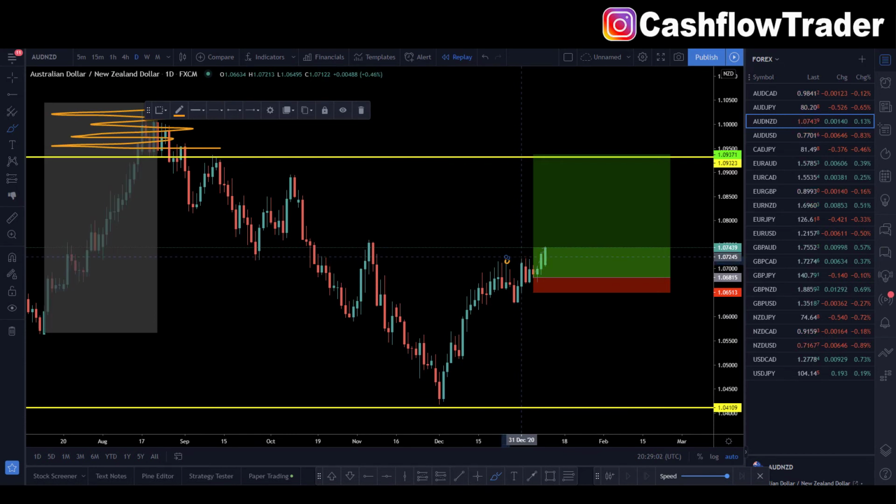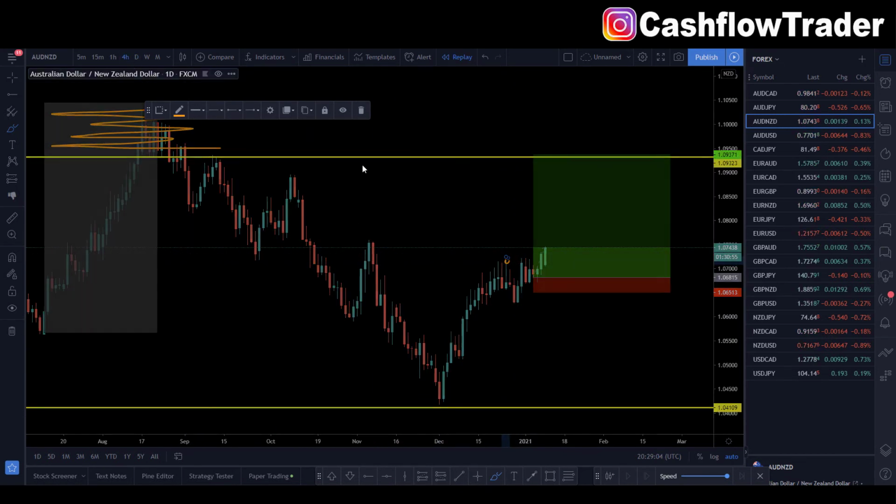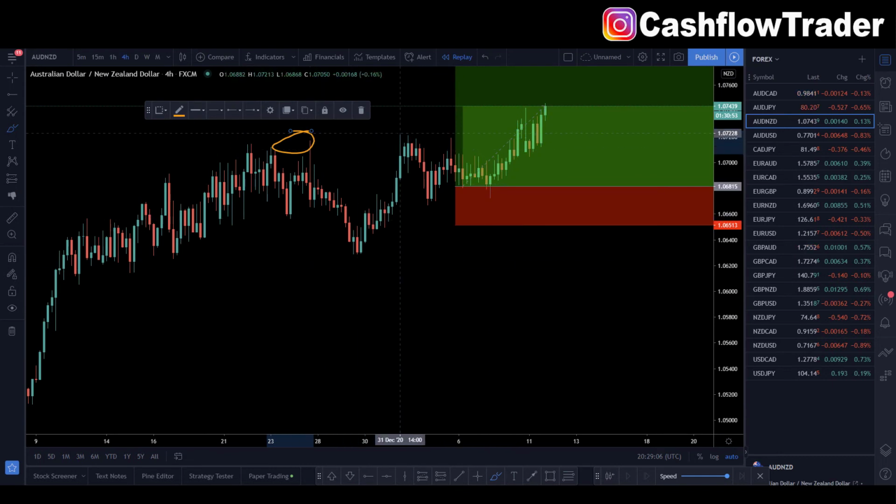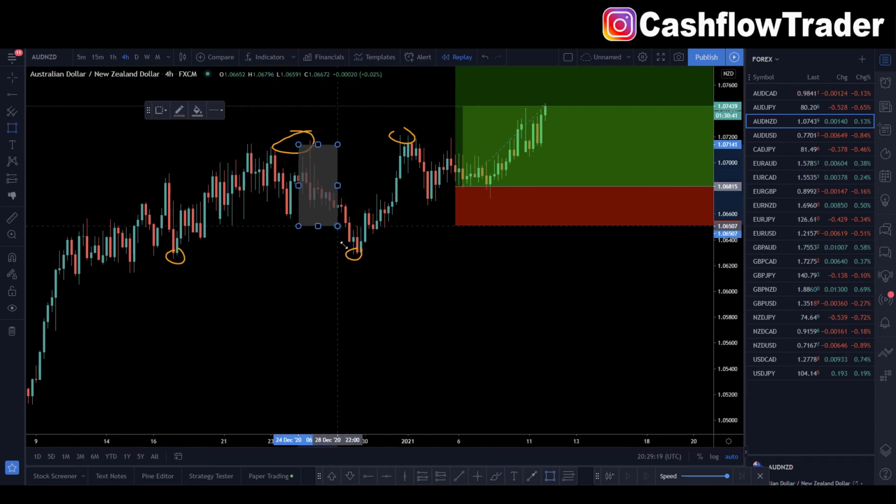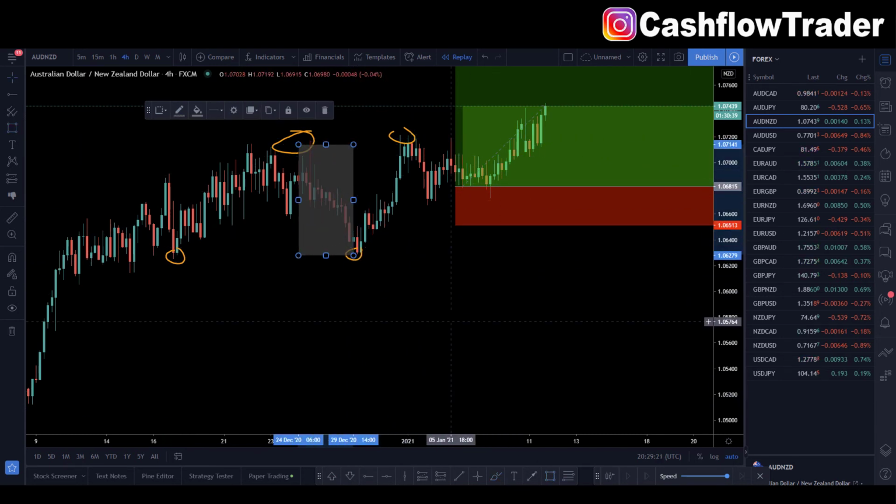We went back here, 4-hour chart. So we went back here. So these lows, we didn't create a new lower low, so therefore we're going back to where the run started, which is up here. Going back to where this run started, which is up here.